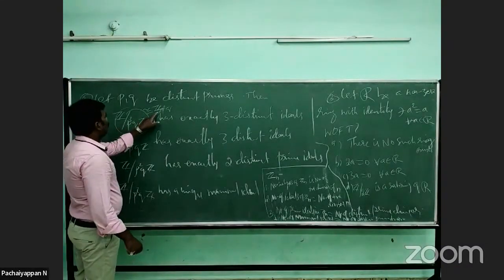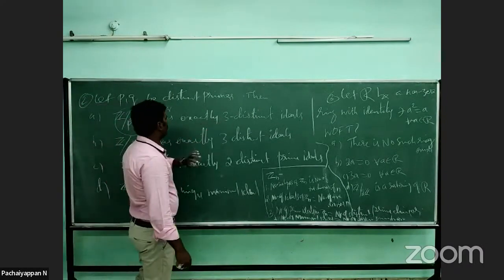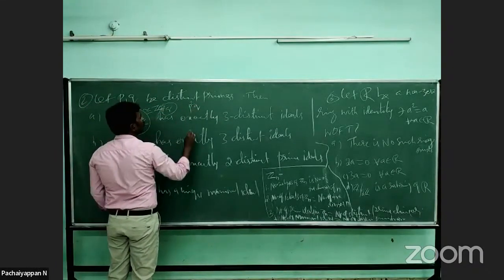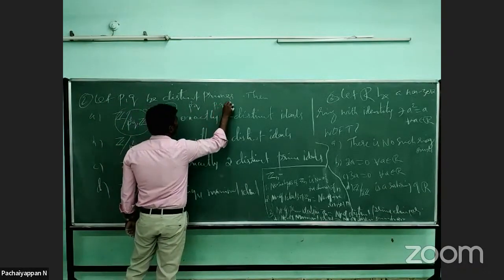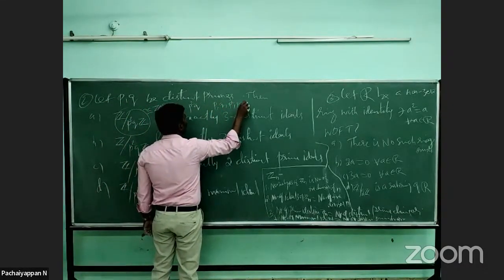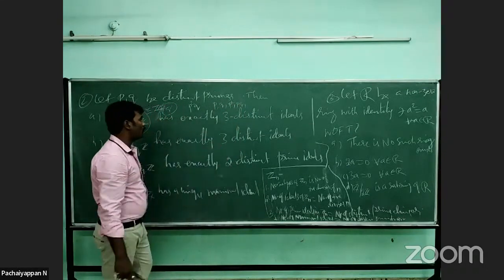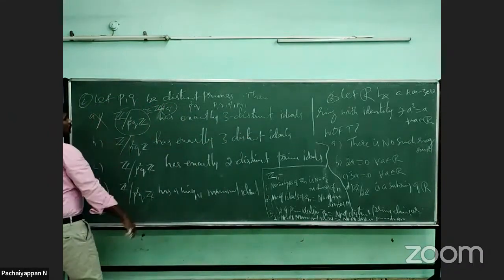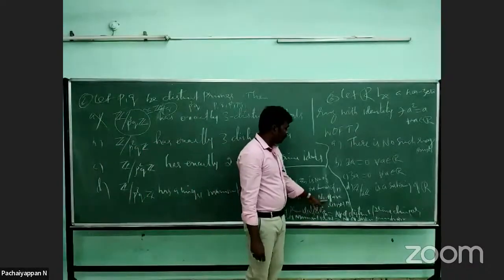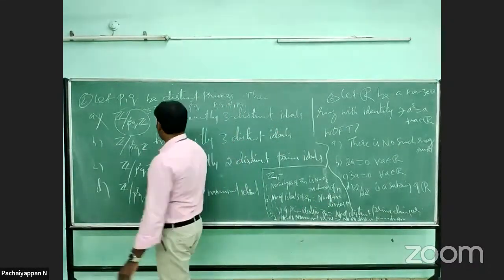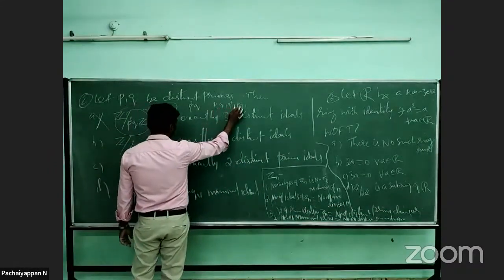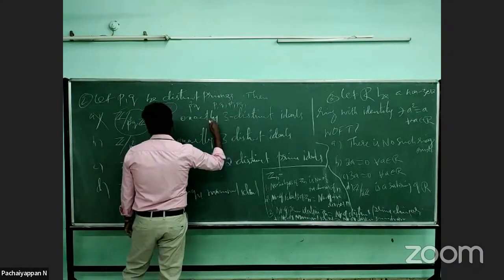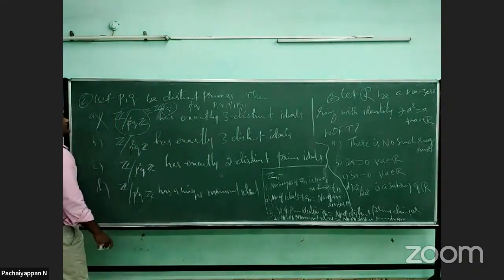So the question: Z_{P square Q} has exactly three distinct ideals. How many divisors are there? P square and Q. P divides, Q divides, P square divides, PQ divides, and 1 also divides. So it has more than three. Option A is wrong. Why? The number of ideals equals the number of positive divisors. The divisors are 1, P, P square, Q, PQ, P square Q, so it has more than 3. Therefore option A, saying exactly 3 distinct ideals, is wrong.